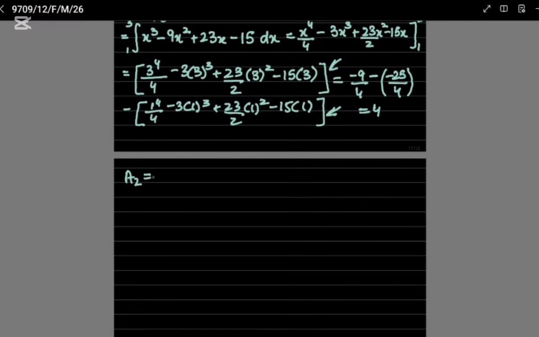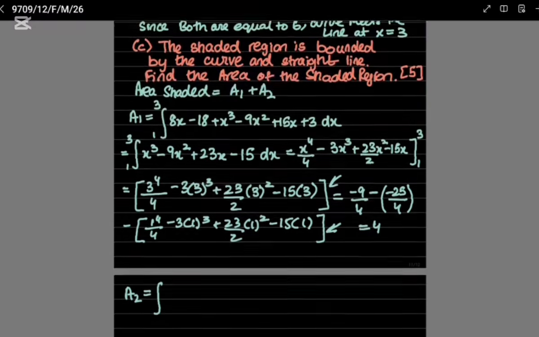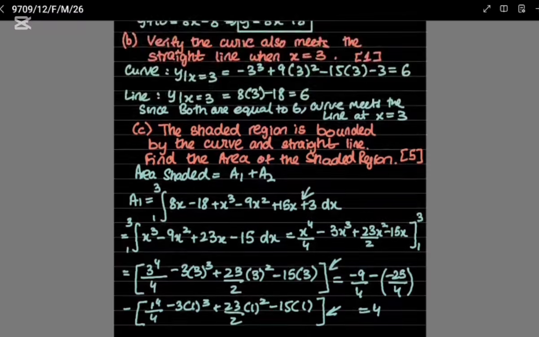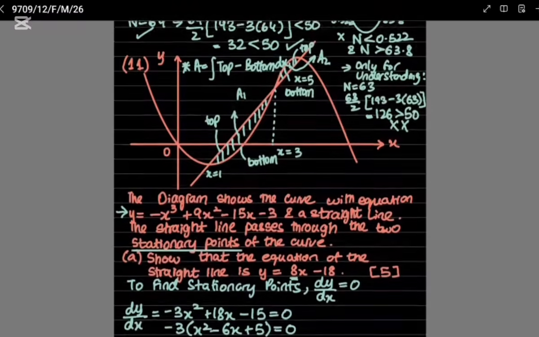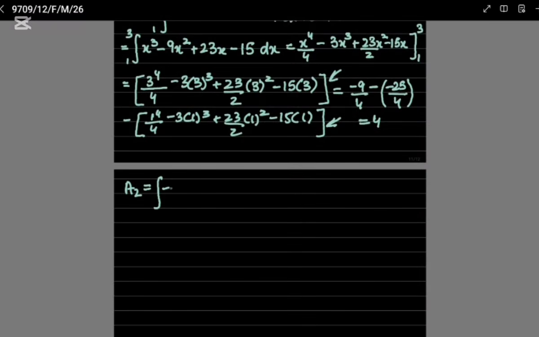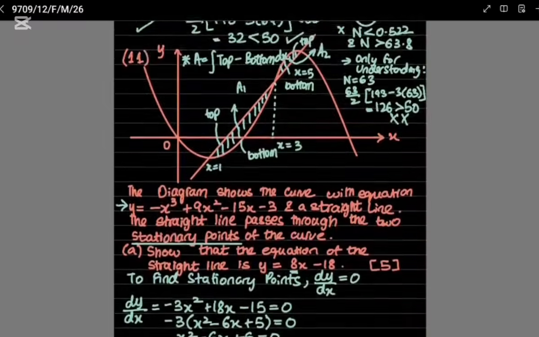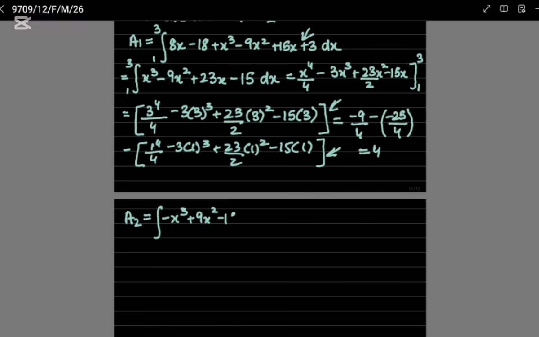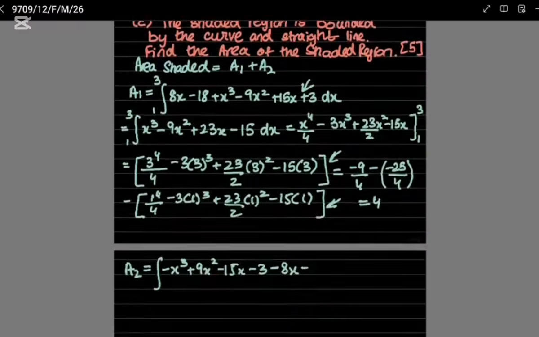Now for area 2, we do the same thing, but keep in mind that you can't do exactly the same thing. That's a bit contradictory, but let's see. Because over here, now the curve is at the top. So we do minus x cubed plus 9x squared minus 15x minus 3, minus the line, minus 8x, wait, plus 18. I changed the sign because minus.